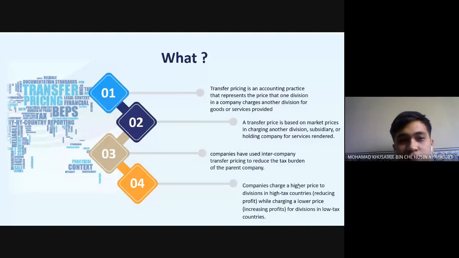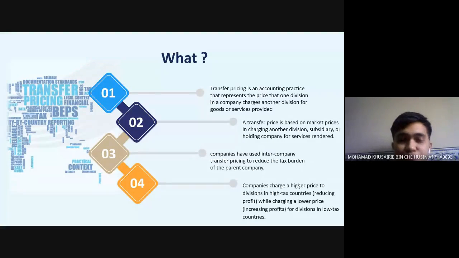What is transfer pricing? Transfer pricing is an accounting practice that represents the price that one division in a company charges another division for goods and or services that they provide. The transfer price is based on market price in charging another division, subsidiary or holding company for services that are given or rendered. Companies use intercompany transfer pricing to reduce the tax burden of the parent company. They charge a higher price to divisions in higher tax countries to reduce profit, while charging a lower price for divisions in low tax countries.